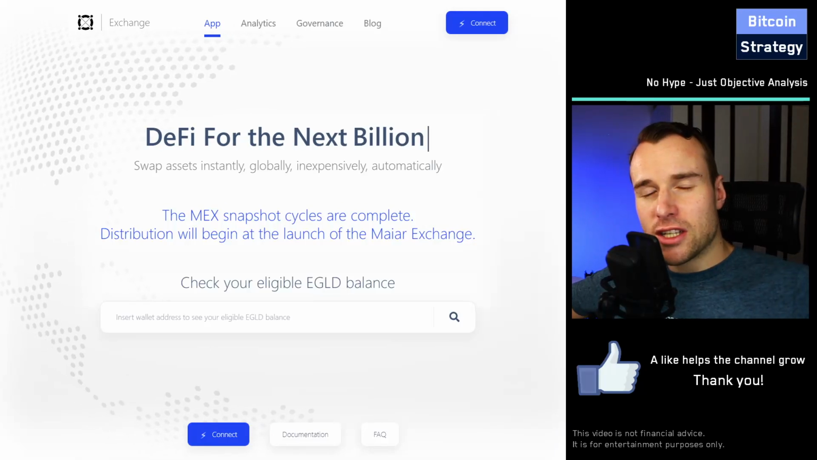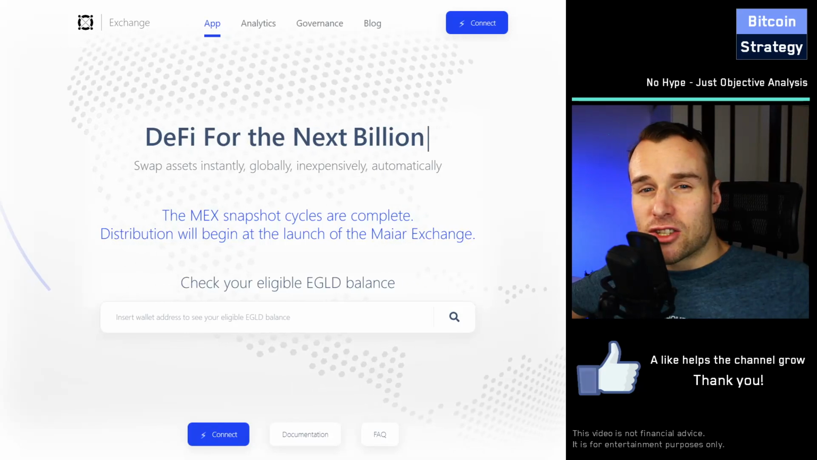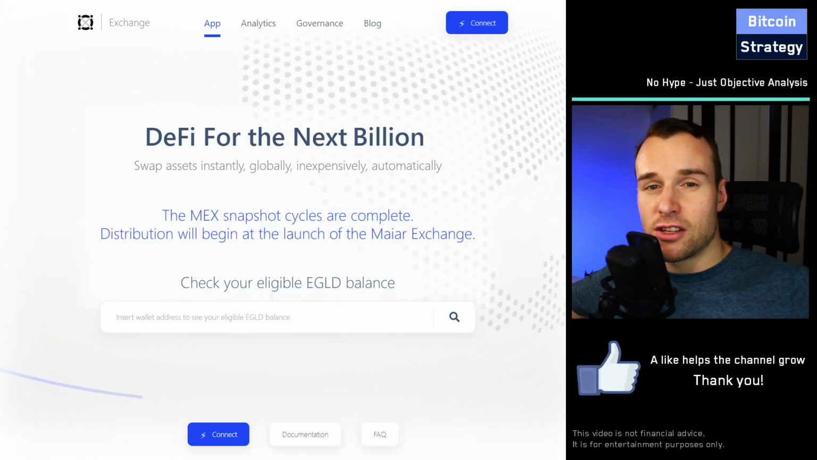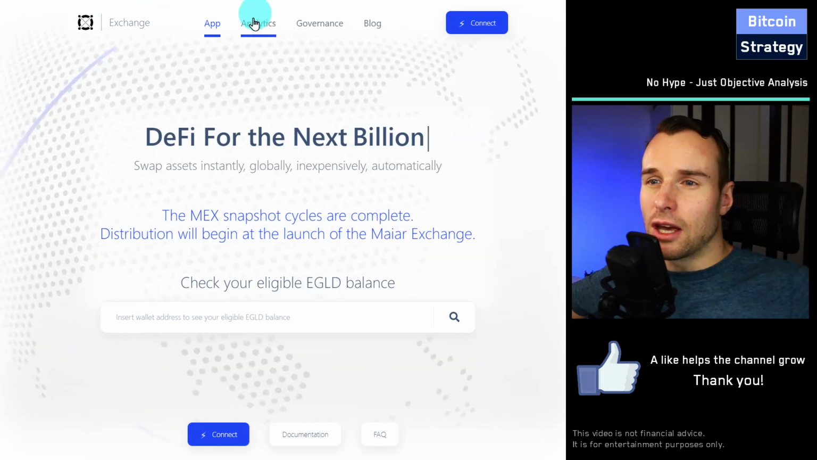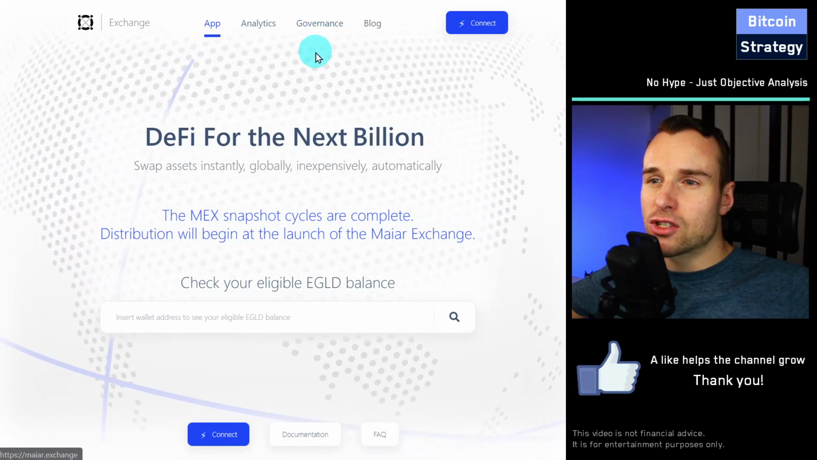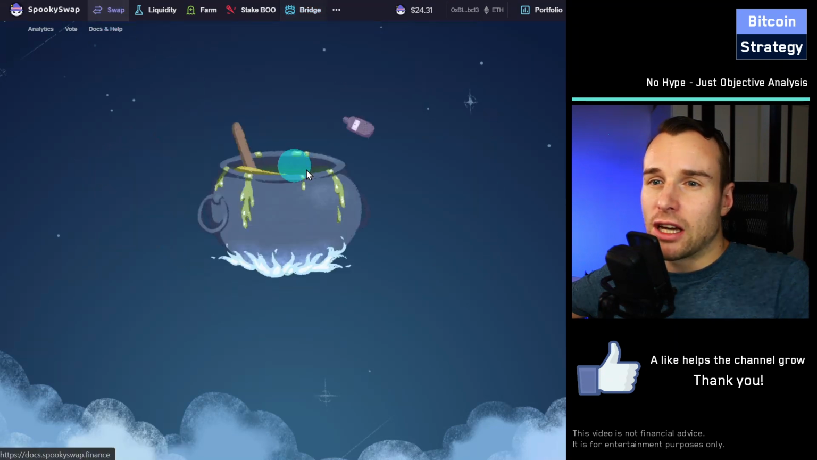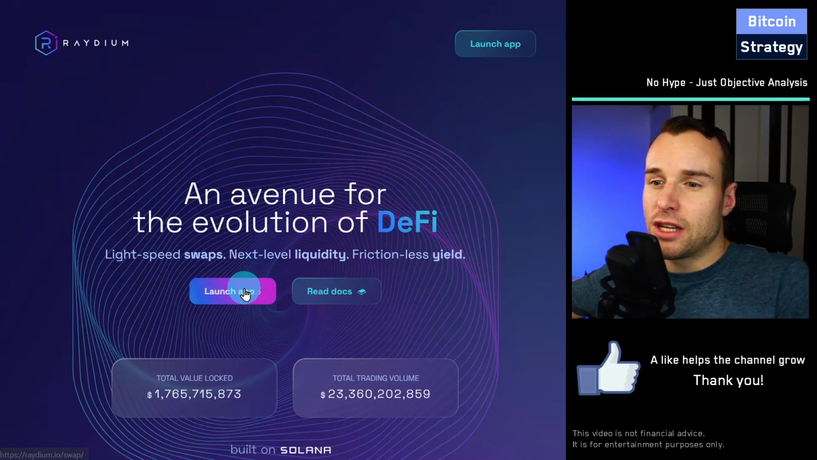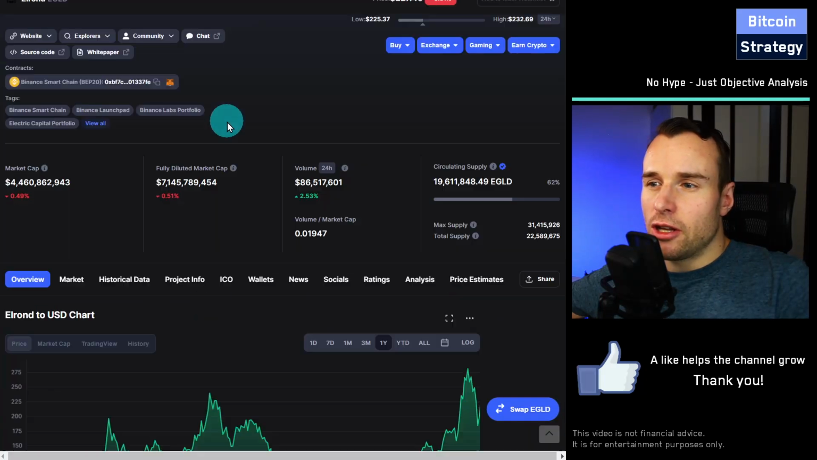Now my impression is that Elrond is still relatively early in its process. There is an exchange in development, the Maya exchange, a decentralized exchange built on Elrond. But we are still pretty early here, right? When we just look at analytics, governance, it's coming soon. It's not as accessible as, say, SpookySwap on Phantom, where you already have a bridge, where you can directly swap your tokens. Or say for Solana, the Raydium DEX, which you can also already actively use. So Elrond is earlier in the process.